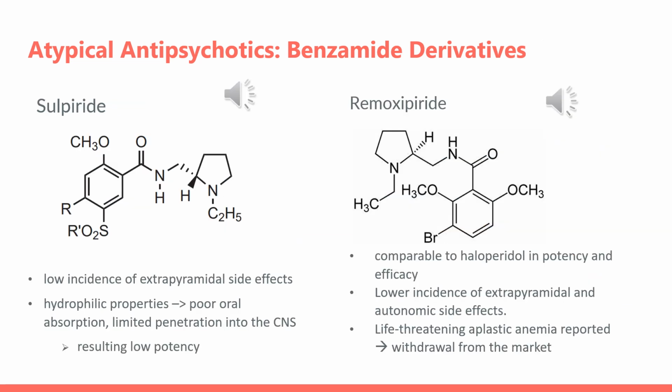Next, we have sulpiride, which produces a relatively low incidence of extrapyramidal side effects, and it also has hydrophilic properties, which lead to poor oral absorption and limited penetration into the CNS, resulting in low potency. Next, we have remoxipride, which is comparable to haloperidol in potency and efficacy, but has less incidence of extrapyramidal side effects and autonomic side effects, but life-threatening aplastic anemia was reported with its use, which prompted its withdrawal from the market.